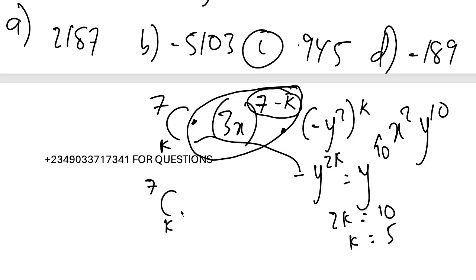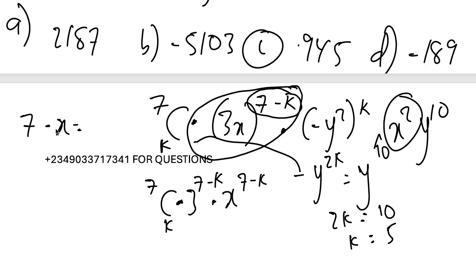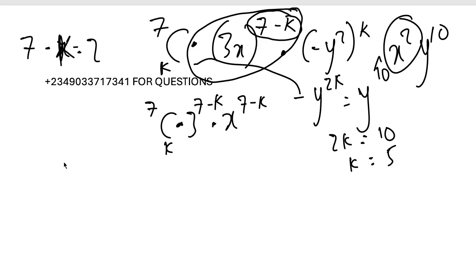Even if we move to this place now, which is 7 combination k, 3x to the power 7 minus k, it can still be broken down as what? 3 to the power 7 minus k, x to the power what? 7 minus k. And what's the coefficient of x? 2. If 7 minus k is equal to 2, what is k? Is it not 5? So once you get one, don't stress yourself.